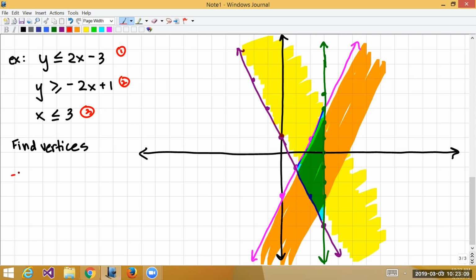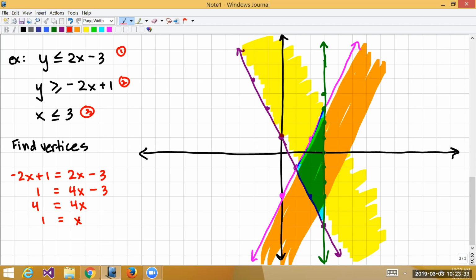So that would be negative 2x plus 1 is equal to 2x minus 3. I can go ahead and add 2x both sides. That would give me 4x minus 3 on this side equals 1. I can add 3 both sides. I have 4 equals 4x, giving me x equals 1. So we already found x equals 1.